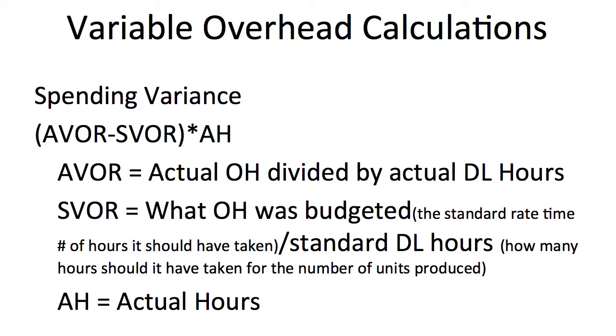You're going to take that number and you're going to multiply it by the number of actual hours used to build the 10,000 units. And this is what we call our spending variance. Ultimately, we want to know, based on the number of hours that we used to make the 10,000 units, did we spend more per hour than we should have or less?